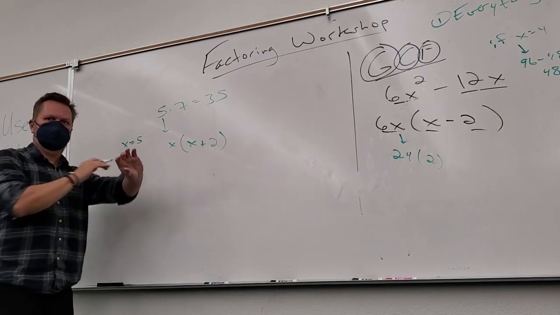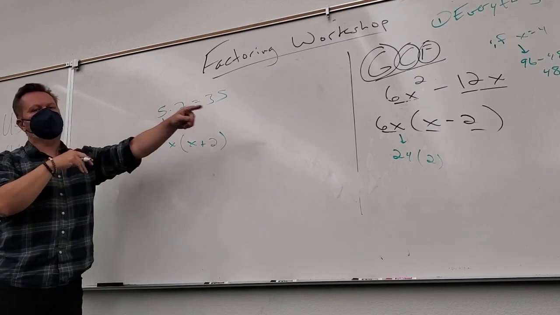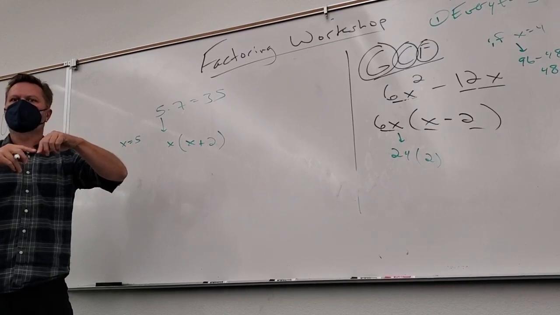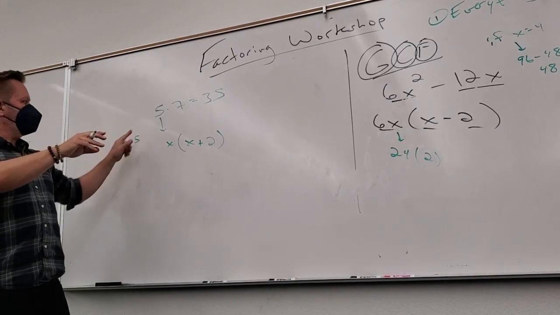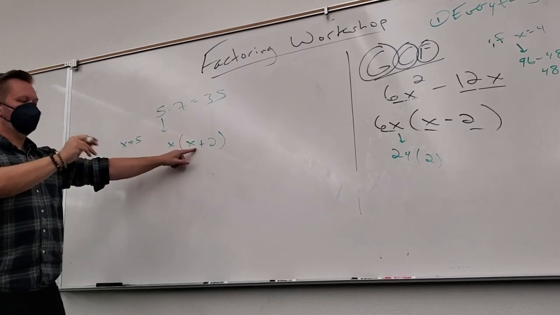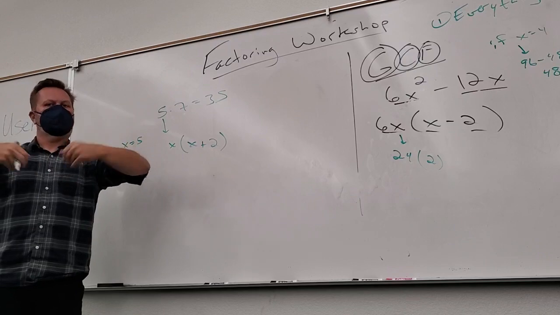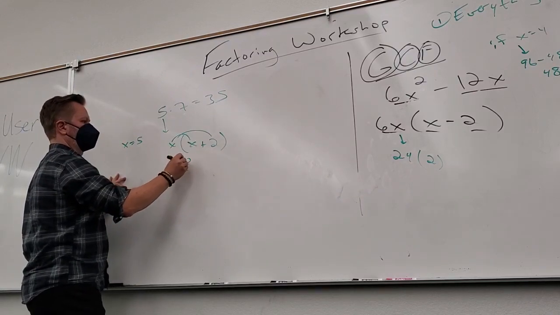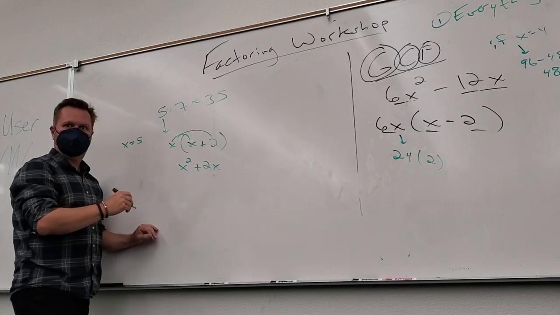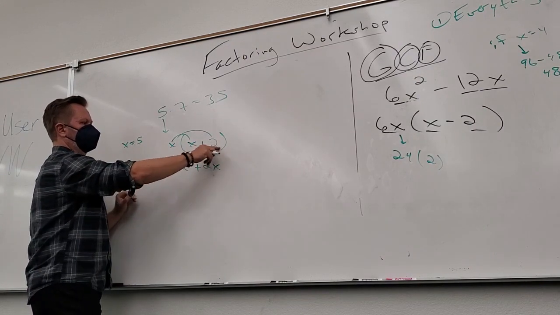Okay, now stay with me. So, I'm kind of doing what we did over there, just kind of backwards, right? 5 times 7 is 35. If x is 5, 7 must be x plus 2. No question, right? If x is 5, x plus 2 is 7, right? If I multiply this out, I get this, right? Is that cool? x times x is x squared, x times 2 is 2x.